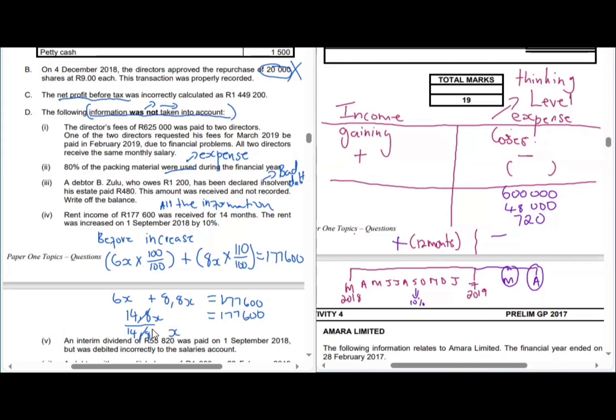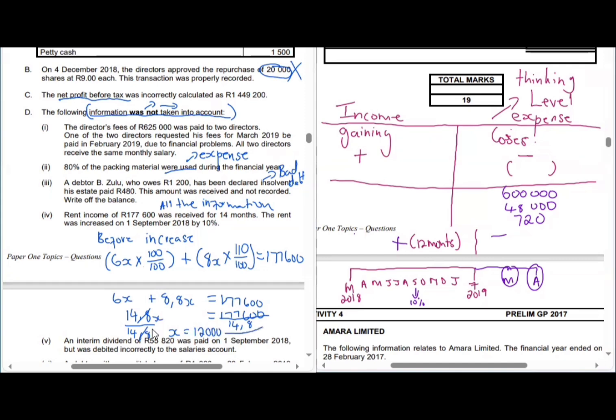With our x. And then what you do on your left must be done on your right, divided by 14.8. And then how much is our x? How much were we receiving before an increase? So 177,600 divided by 14.8. And then each and every month we were getting 12,000 for rent before increase.